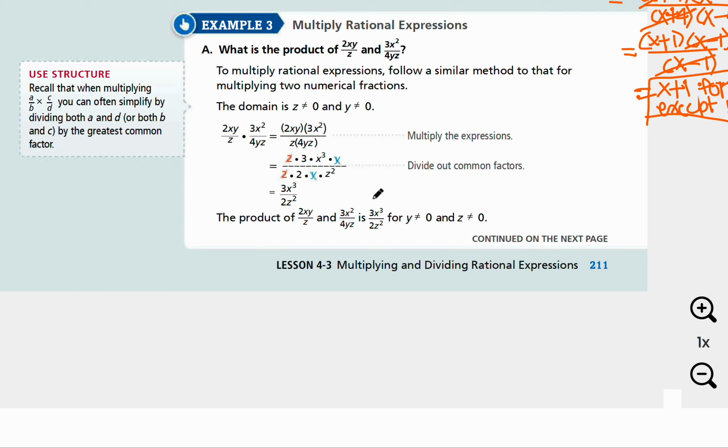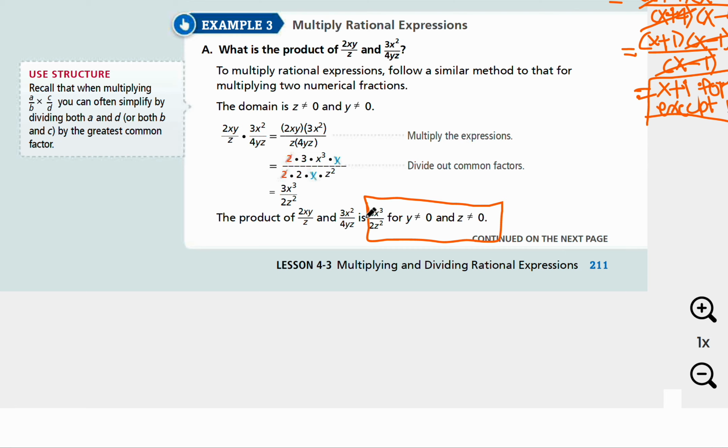So here, make sure you simplify your product when you're finding the product of these rational expressions. And make sure if there are any restrictions, list them. So the product is 3x cubed over 2z squared for all real numbers except when y is equal to 0 and z is equal to 0. So y cannot be 0, z cannot be 0.